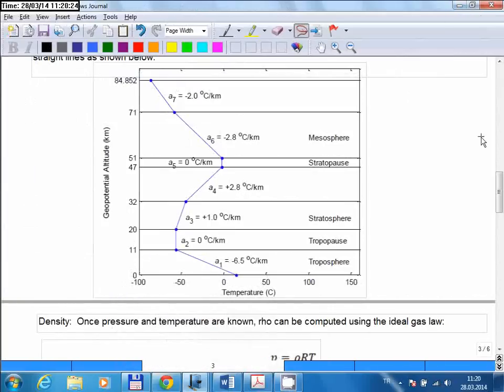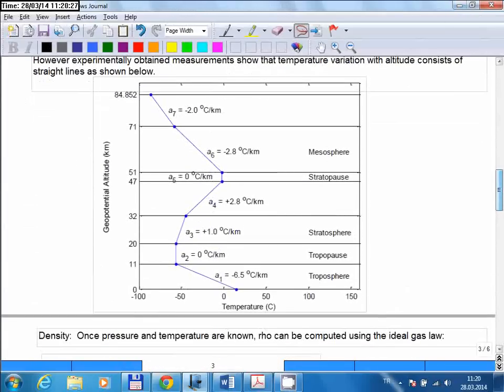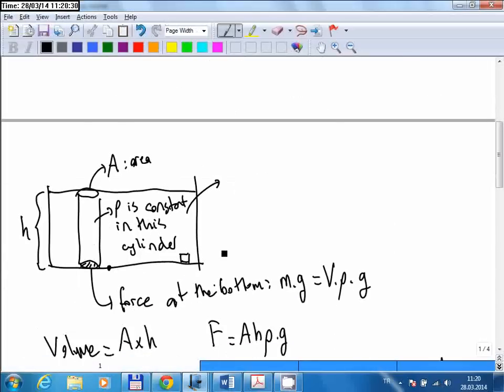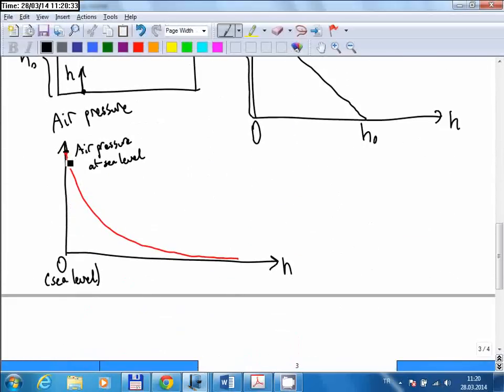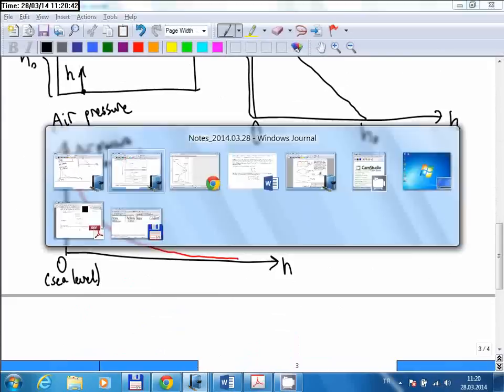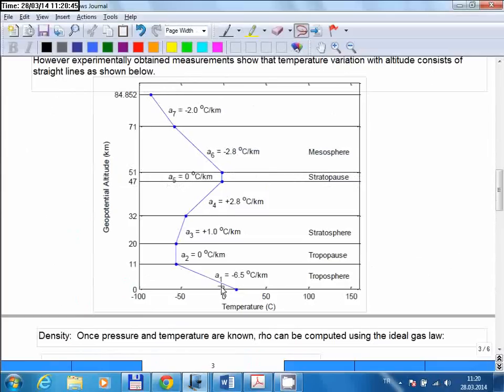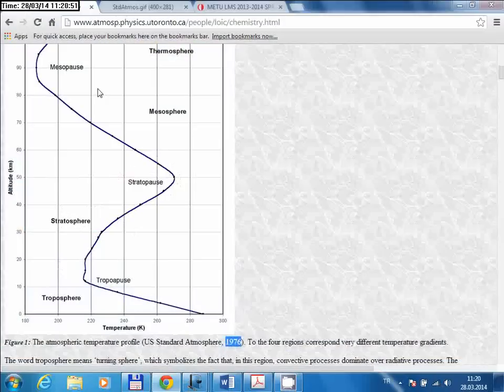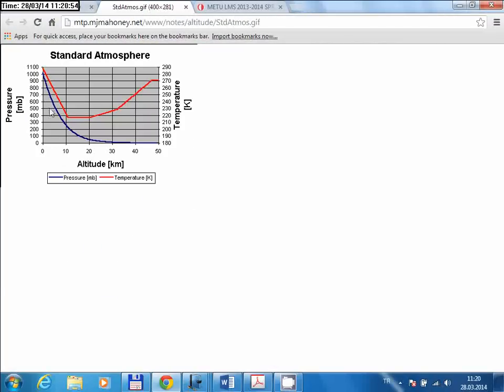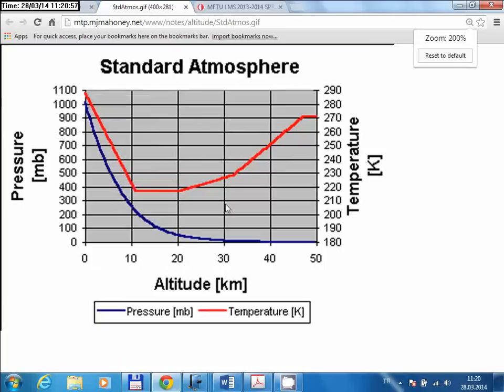Okay, so let's review what we have so far. We said that the air pressure change with altitude has such a curve, and you can calculate the equation for this curve using the fluid statics equation. The temperature variation looks like this, and there is really no equation for this. This is just based on measurements, and they're both given here as a function of altitude. This blue curve is showing the pressure change. The red curve shows the temperature change.